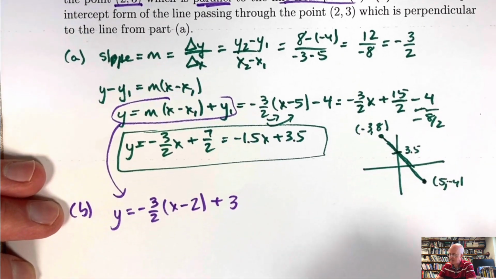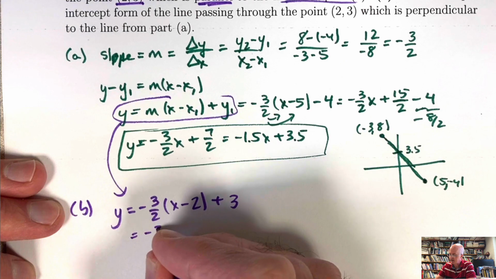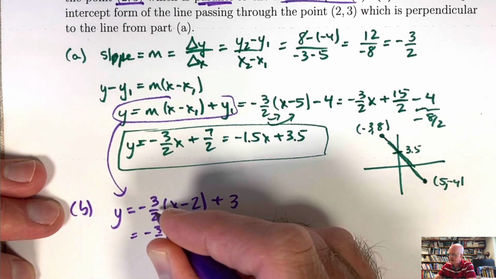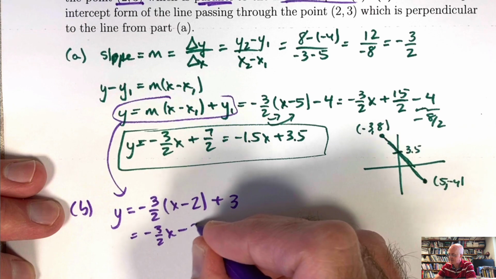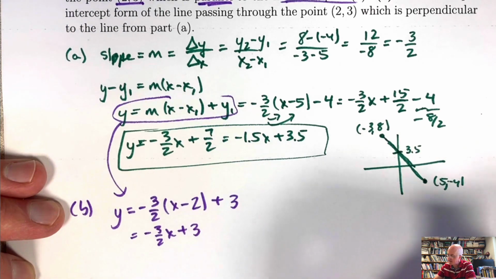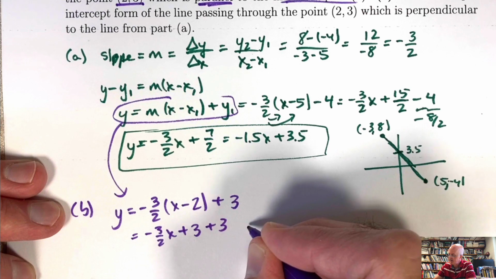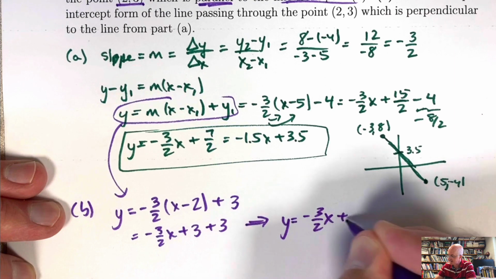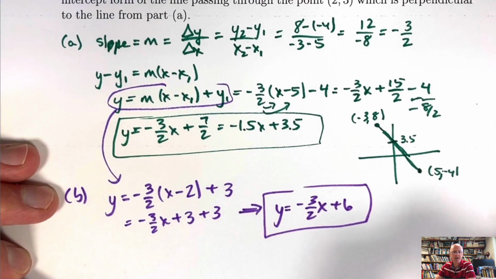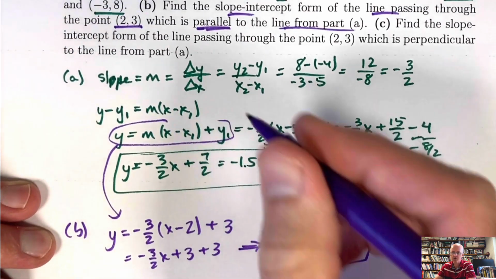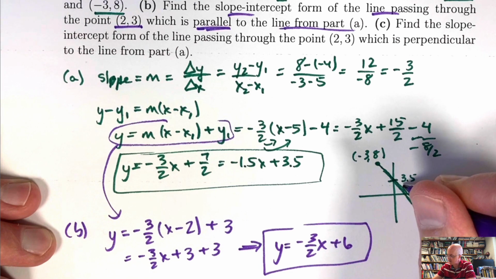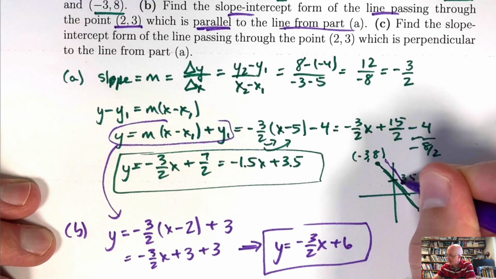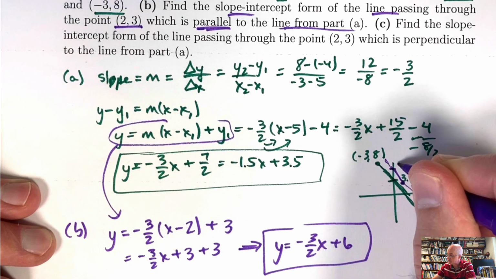Now just expand and simplify to get the slope-intercept form. -3/2 x. -3/2 times -2 is going to be +3, the negative signs will cancel, plus another 3. 3 plus 3 is 6, so we get y equals -3/2 x plus 6. That will be the equation in slope-intercept form of the line that has the same slope but goes through a different point, the point (2, 3). Where is that point? It's somewhere around here, say. This line is parallel, and it's going to have a y-intercept of 6 right about there.